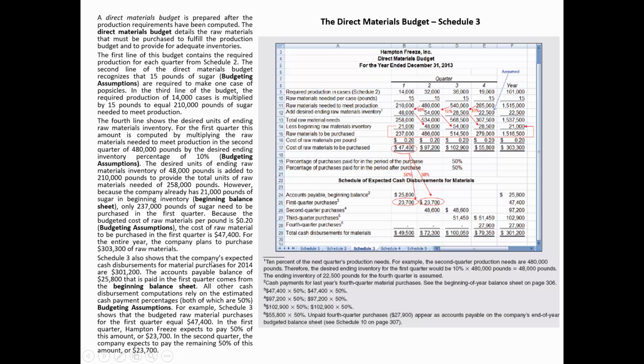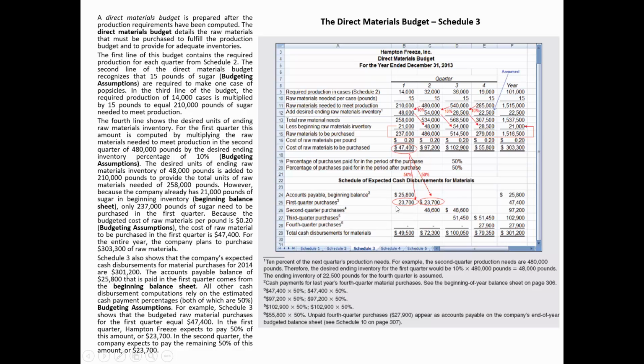Schedule 3 also shows the company's expected cash disbursements for the materials purchased for 2014. Now let's see how this is computed. We had a beginning balance from the beginning balance sheet from December 31st, 2013 of $25,800, which was an accounts payable balance on hand. Now again, from the budget assumptions, we're expecting to pay 50% of this $47,400 in the first quarter and the other 50% in the second quarter.